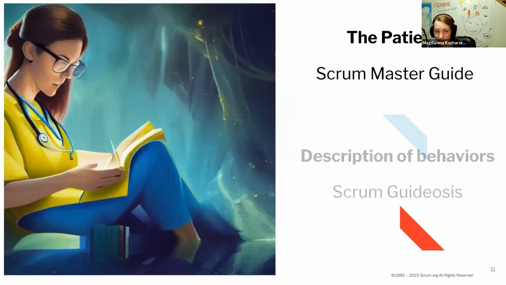So the next one is actually one of my favorite ones. It's the Scrum Master Guide, and the disease is called Scrum Guidosis. So this is the Scrum Master that has an answer for everything. That says it's in the Scrum Guide. But just to be clear, nobody answers like that, right? Usually there's like an answer.